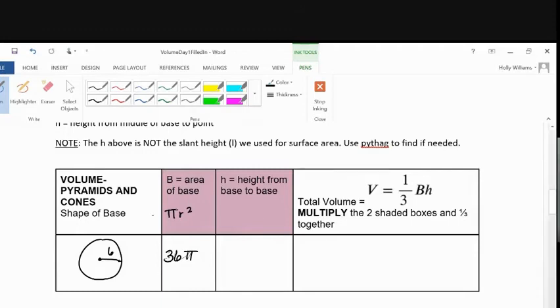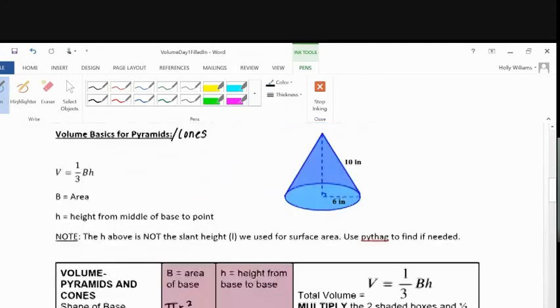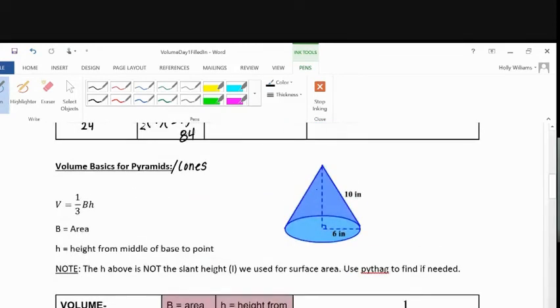And then here's where it gets a little bit tricky. So we need the height, and I need to change that. So the height needs to be from the middle of the base to the point. Okay, so from the middle of the base to the point is this dotted line right here. Do we have that? No.